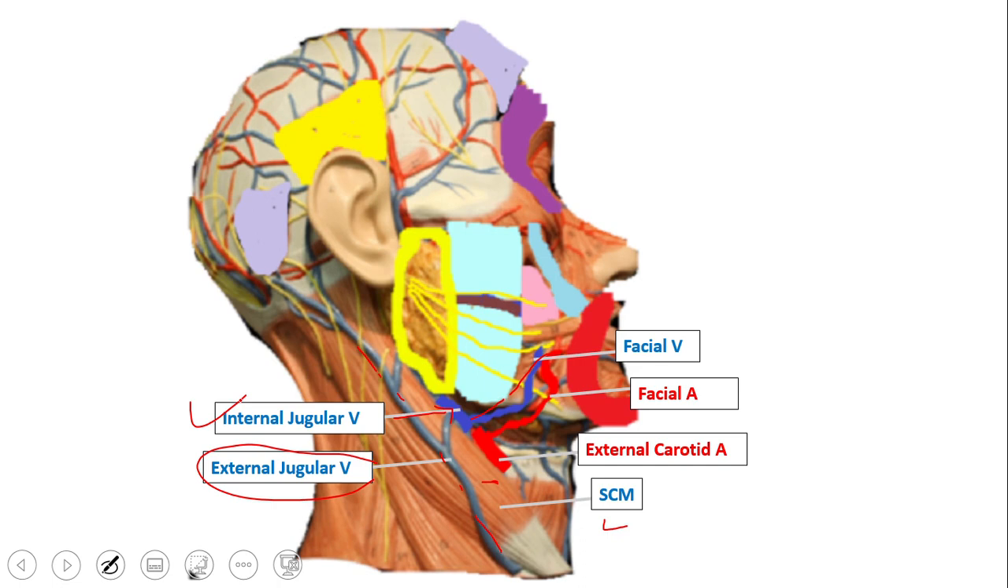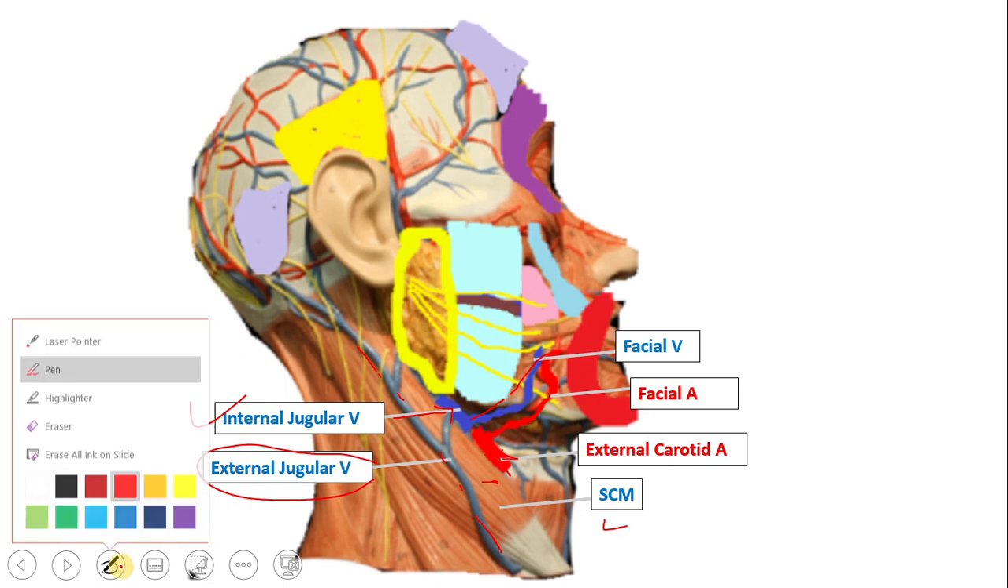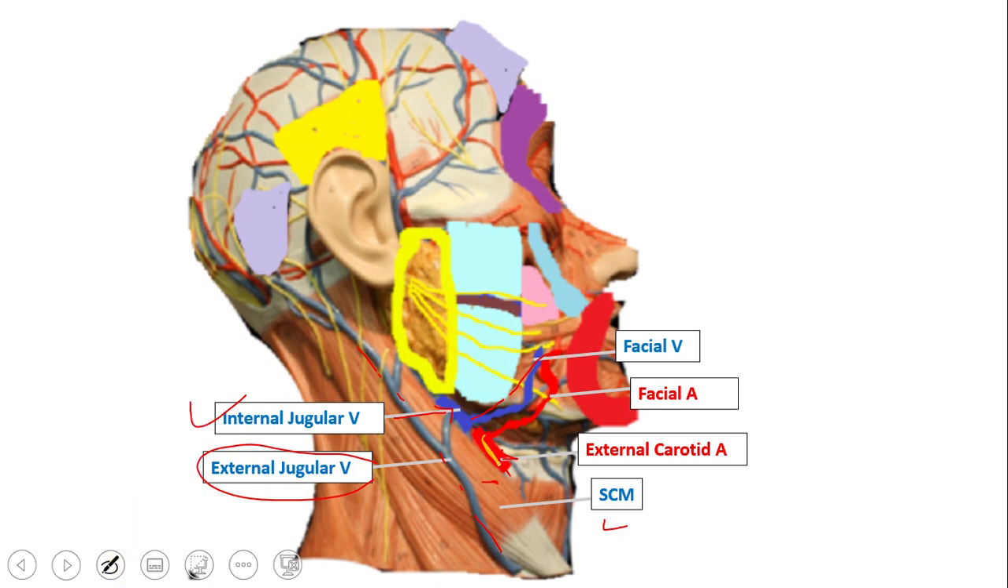What you can see here is the external carotid artery, and the external carotid artery here gives the facial artery. It's one of its branches.